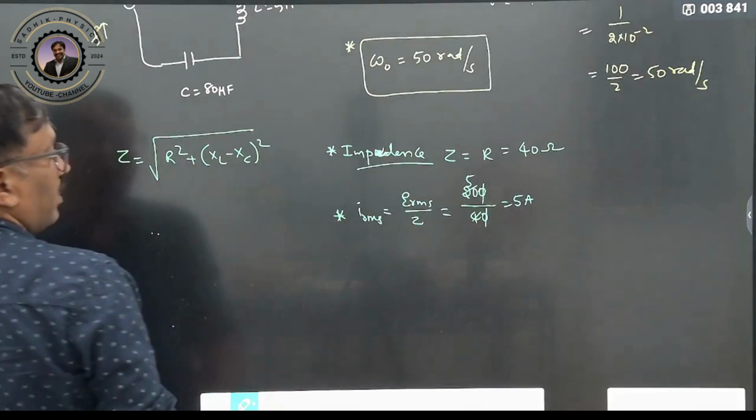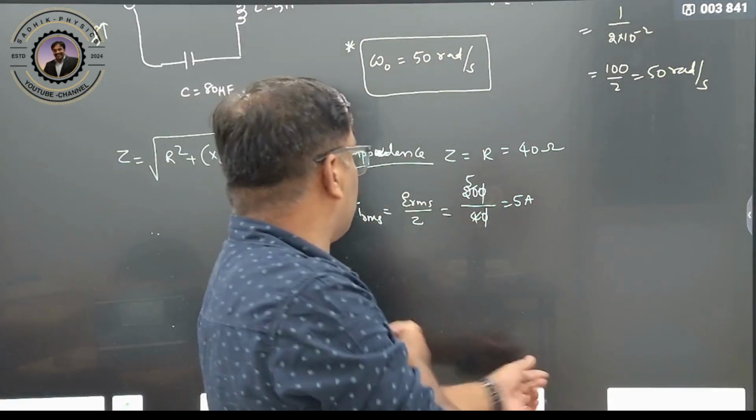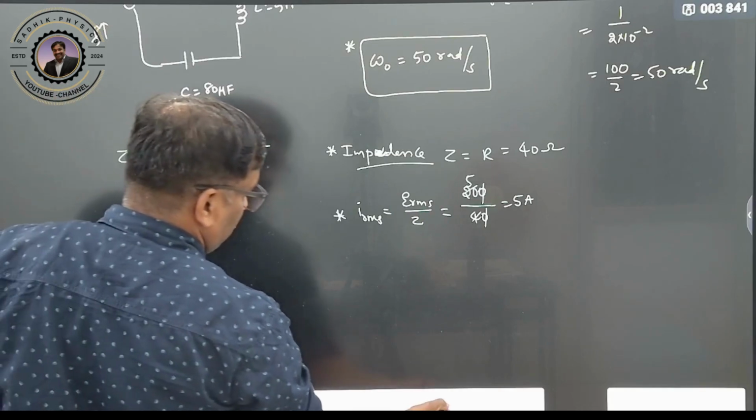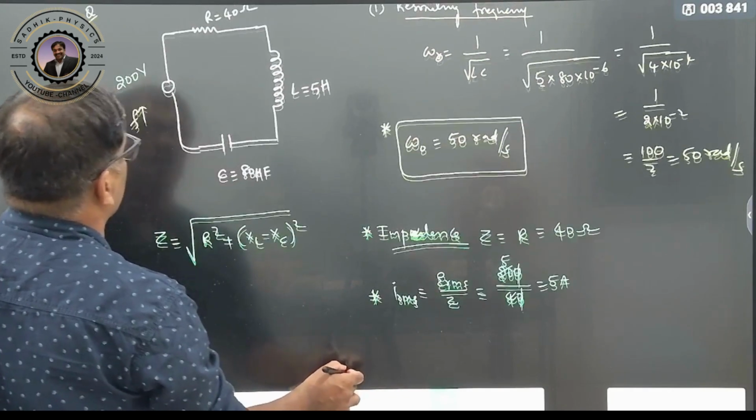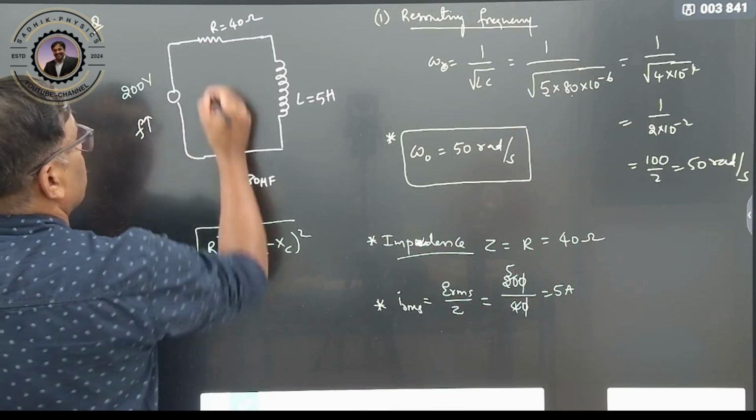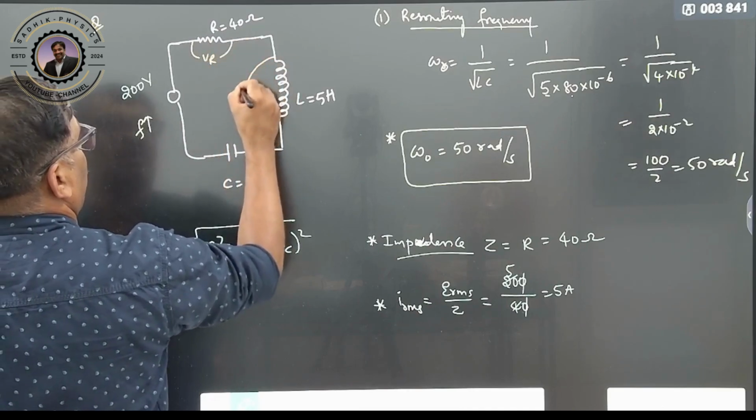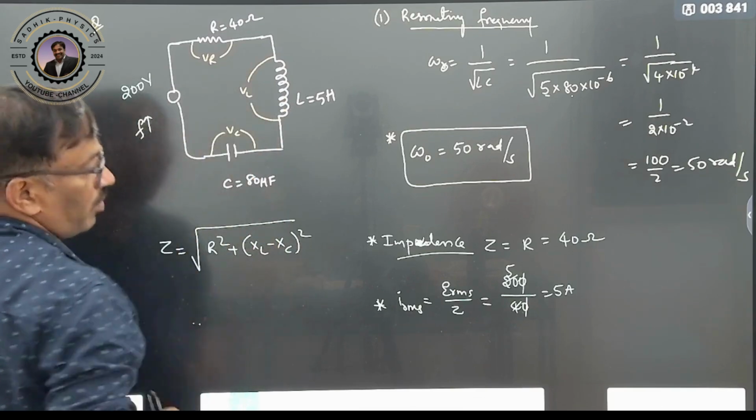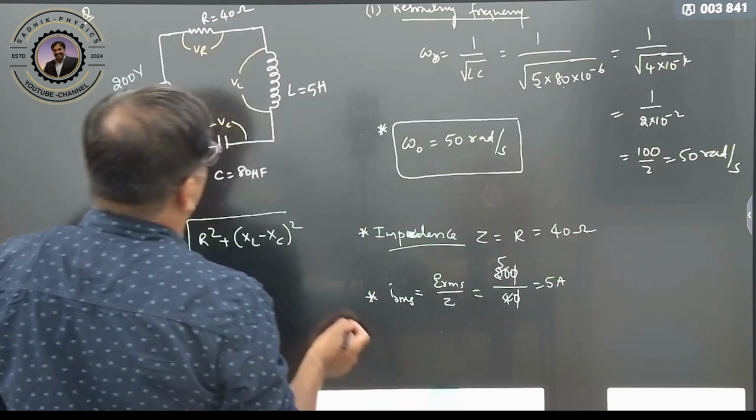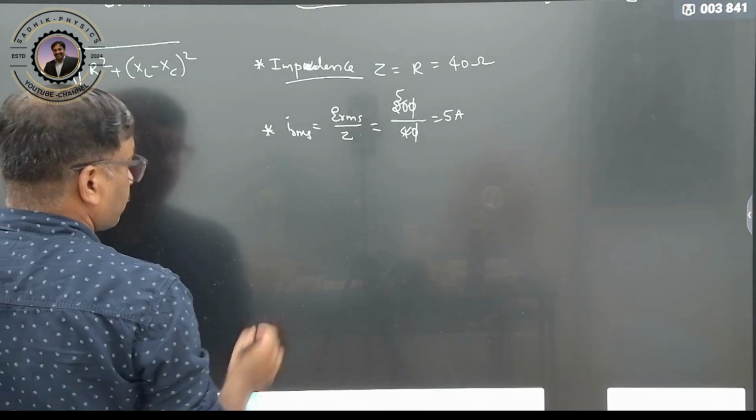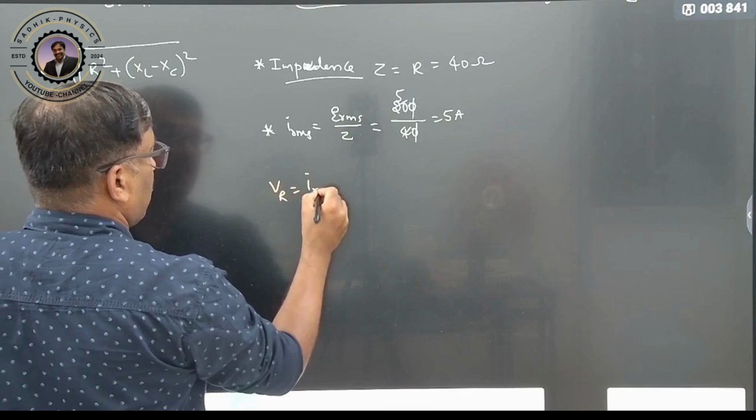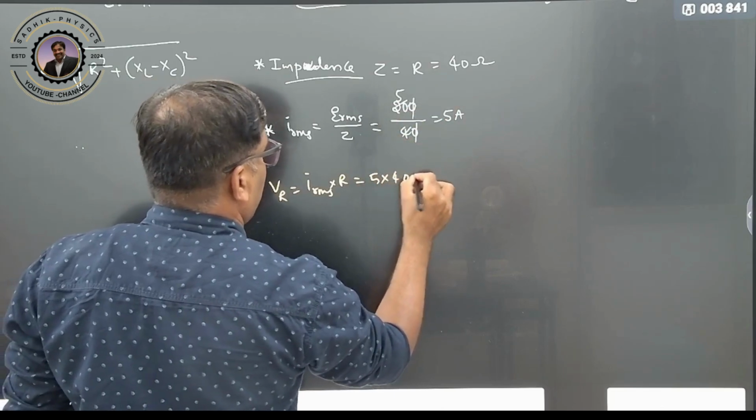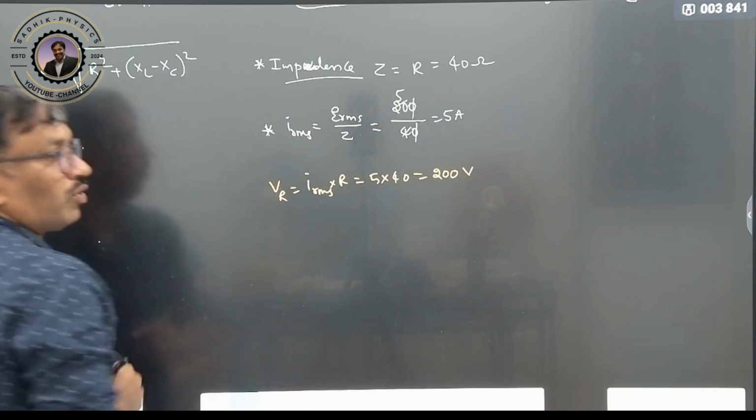Then we want to calculate the RMS potential drop across the resistance, that is VR, then VL and VC. How to do it? Very simple. VR is nothing but IRMS into R. IRMS is 5 into 40, therefore it is 200 volts. This is 200 volts.